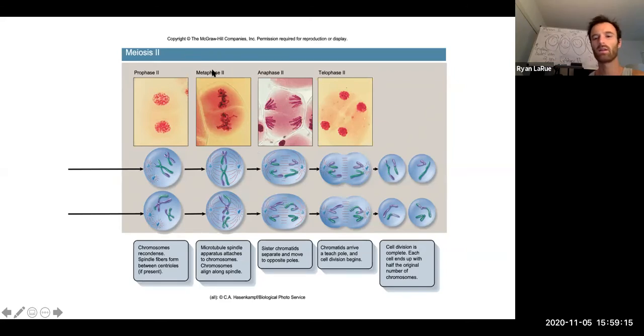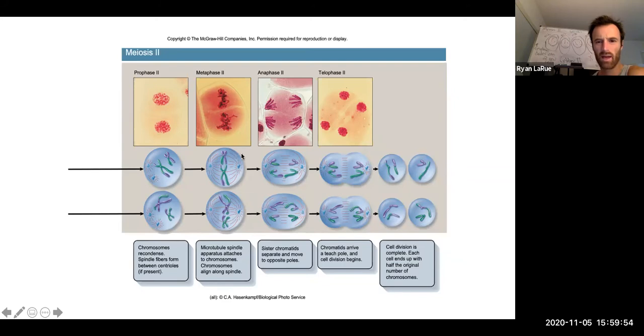How long does this process take in real time? Oh, that's a great question. It depends on cell type. I actually don't know exactly, but I think from mitosis, if it's an actively dividing cell, like in the tip of an onion root or skin cells, mitosis takes, I want to say, about 8 hours maybe. It's kind of a long process, but it does depend on cell type.